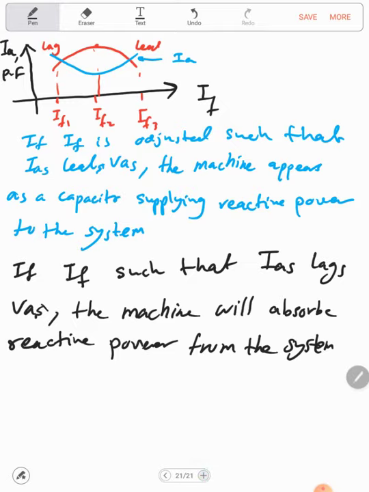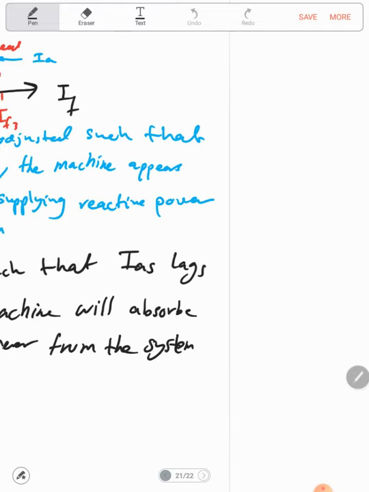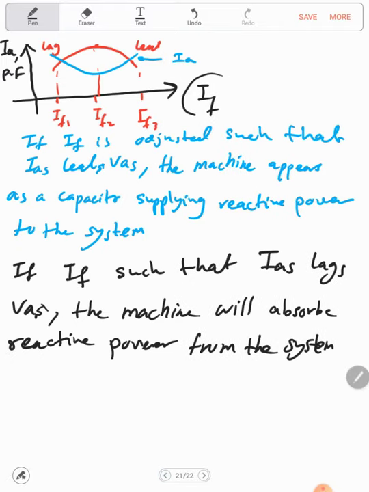So simply this means that the synchronous machine can be operated in unity power factor, in leading power factor, or in lagging power factor by adjusting the excitation or the field current.